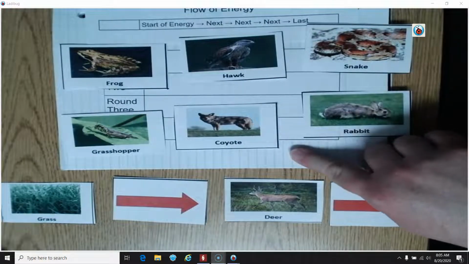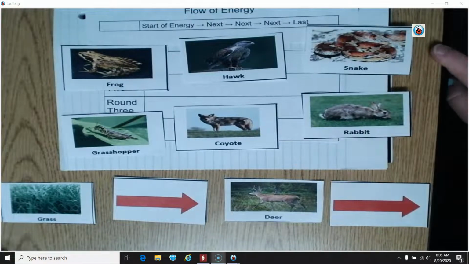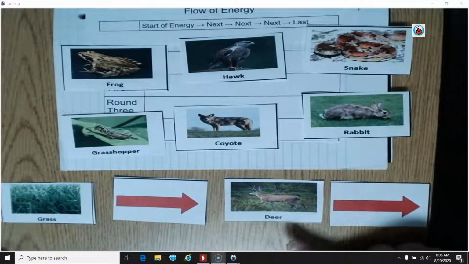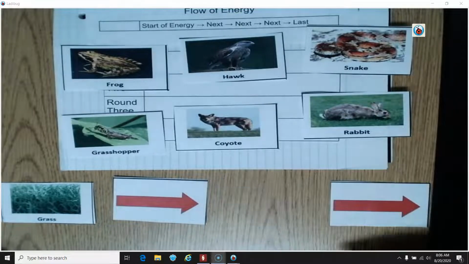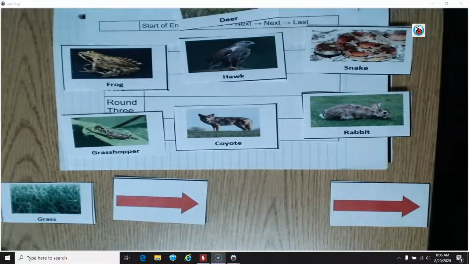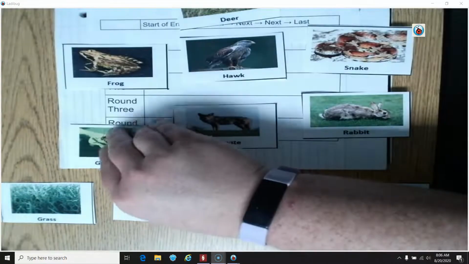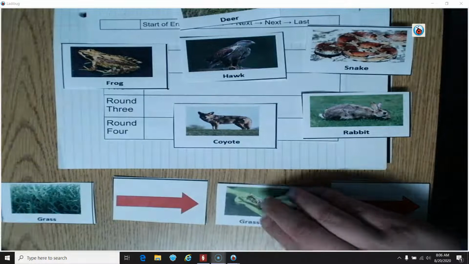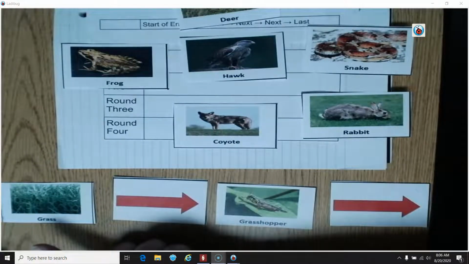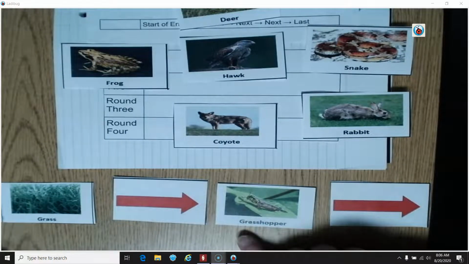Maybe a coyote could eat a baby deer. Maybe a snake could eat a deer. But I don't know. I'm thinking maybe that shouldn't go second. So I'm going to take that out for a second. What else could maybe eat grass? I bet this grasshopper could eat grass. Okay, so now I have energy going from the grass to the grasshopper.